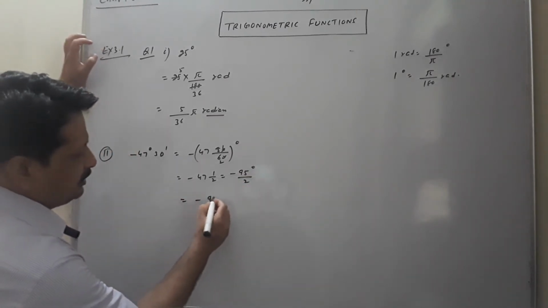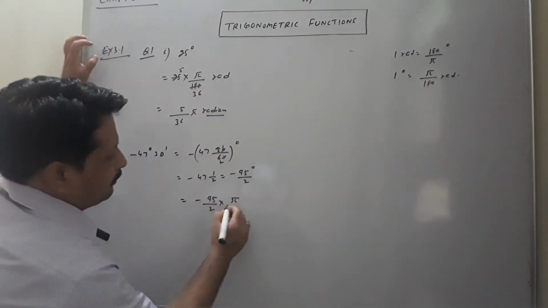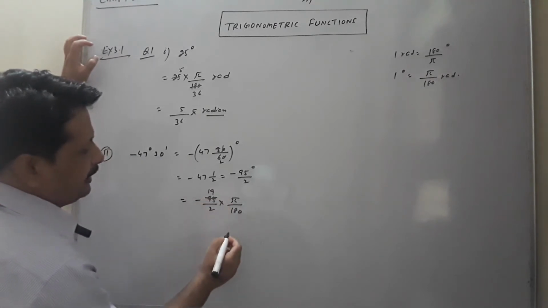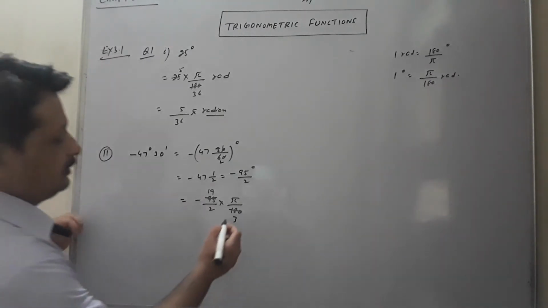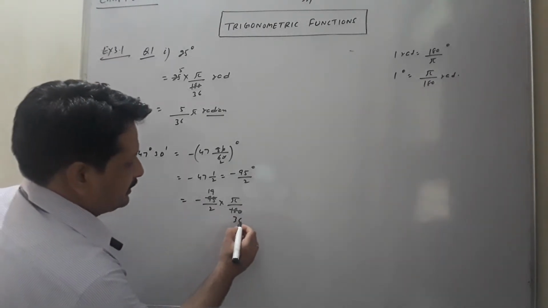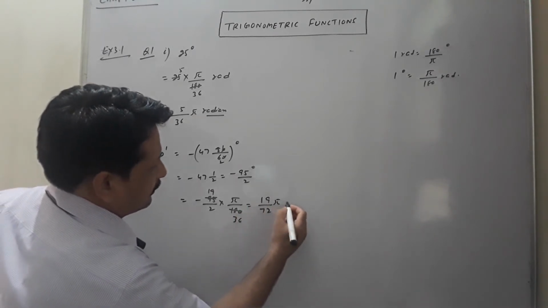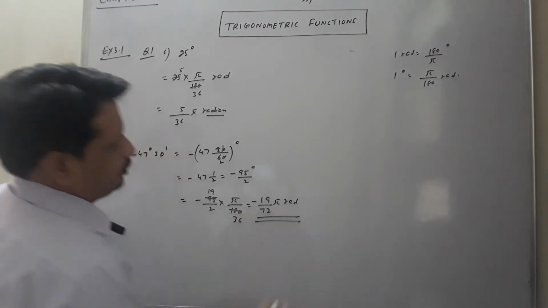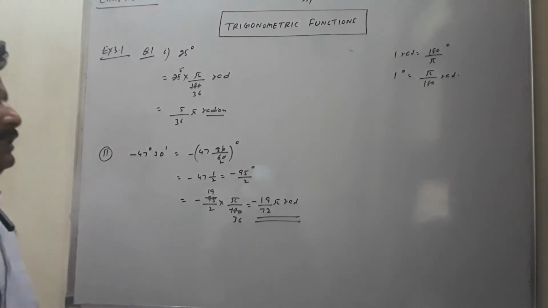We have to change it into radian now. That will come as, as I told you earlier, pi upon 180 with 95. 5 19s are 95, 5 36s are 180. So students, it will come as 19 by 72 pi, and with the minus sign, radian. So this is your answer. This is question number 1. This is question number 2. We have changed them into the form of radian, students.